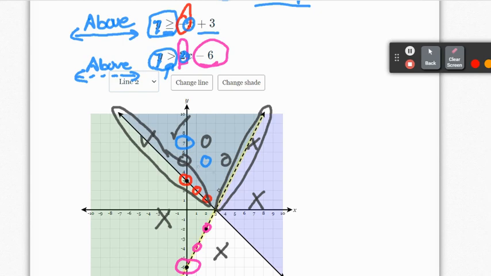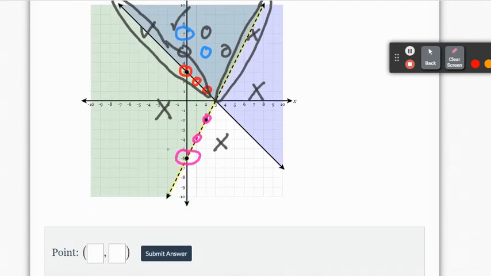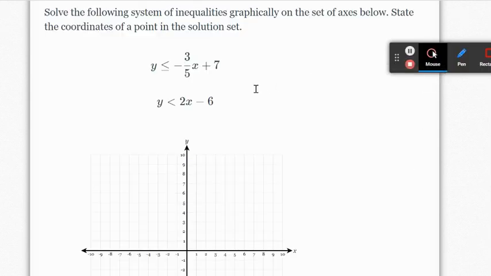This is the infinite region of dots. There's infinitely many dots up here that work in both expressions. So you just pick one and put it down here. So I could pick (0, 3), or I could pick (0, 10). I could put (3, 3) right there. (3, 3) will work. Any of them. Pick one.